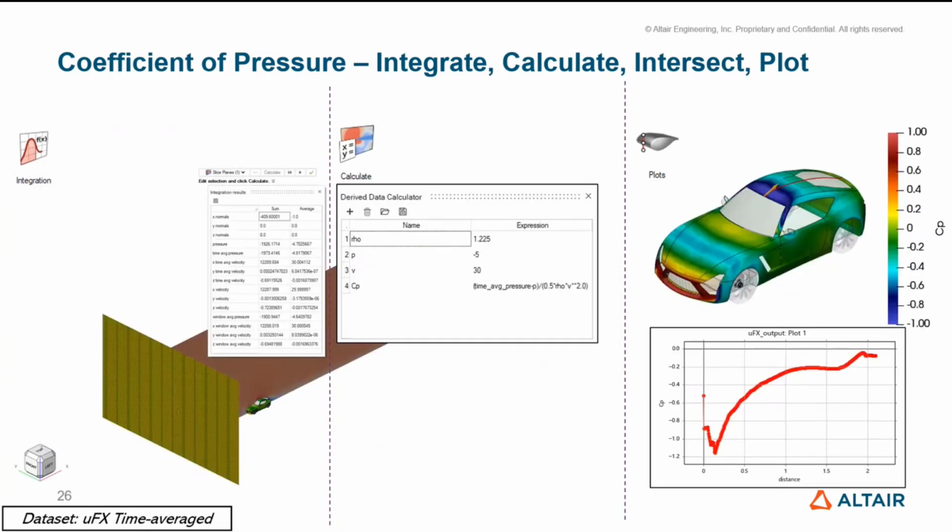The same thing can be done for ultrafluid X data sets. I just wanted to make sure that that was clear. We can take the exact same steps, and in this case, we did have a little bit of back pressure and of course a different upstream velocity. And then I can use the time average pressure there instead of the instantaneous to compute our time average CP on the center line of the vehicle, which is shown here on the Roadster case.